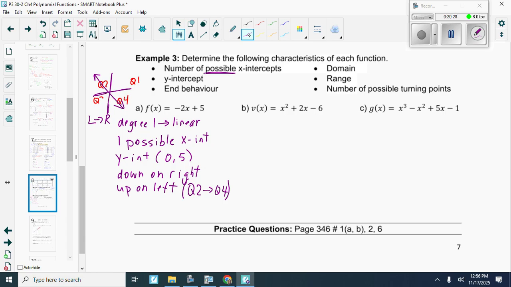The final thing that it wants to know, domain and range. Are there any restrictions for odd degree? For a linear line? No, there's no restrictions. Then our range, y such that y belongs to real numbers. Again, the number of possible turning points. Any possible turning points in our linear function? 0. Okay, 0 turning points.